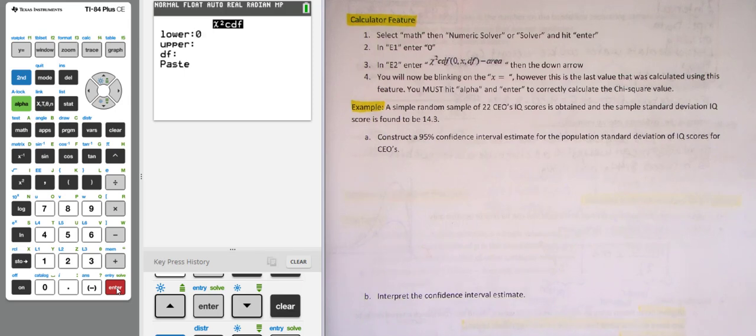Then you're going to have your lower value. The lowest value you can go is 0, because in a chi-squared distribution you cannot have negatives. Now that's not always going to be 0, because of course if your lower bound is a value and you're moving towards infinity, this lower value could be a different number. But you can never go lower than 0. And then you have your upper value and you have your degrees of freedom.